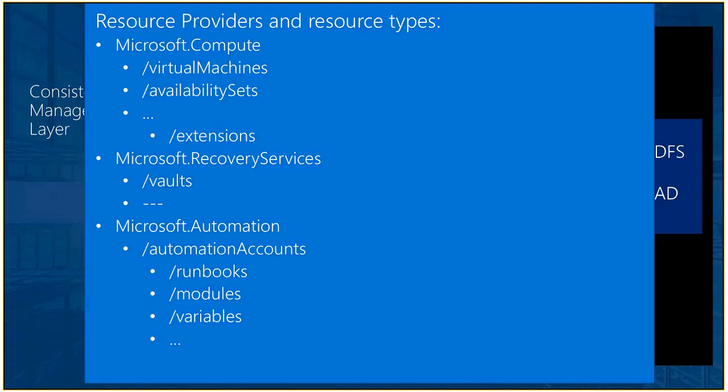If you have ever created a recovery vault, you are dealing with the Microsoft recovery services and the vaults resources. And for automation, if you ever have created runbooks, you have an automation account, and then you have nested resources within the automation account namespace, such as runbooks, modules, and variables.